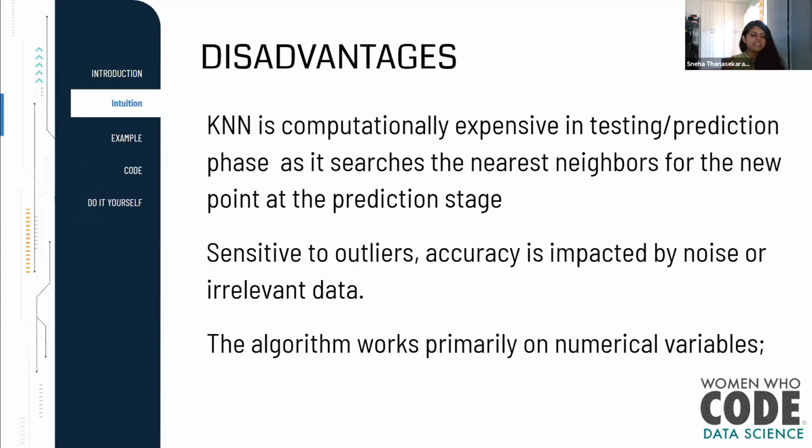So we said it is very cost effective in the training phase, but it is the total opposite in the testing phase. So KNN is computationally expensive in the testing phase as it searches the nearest neighbors for the new point by comparing it to all the data points in the training phase.